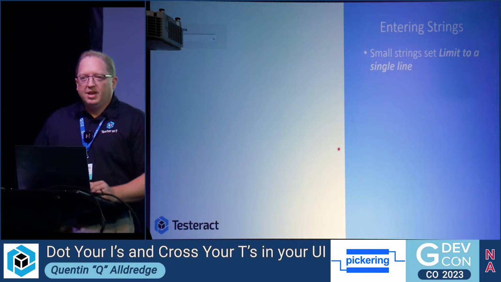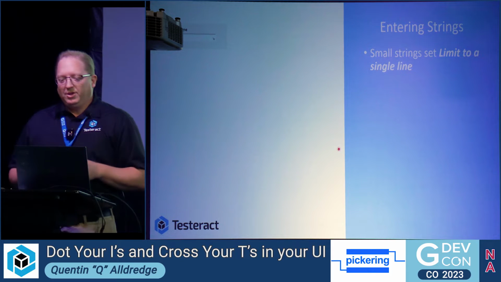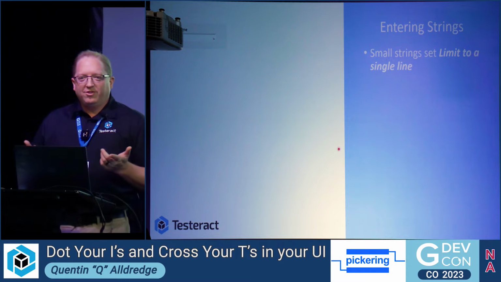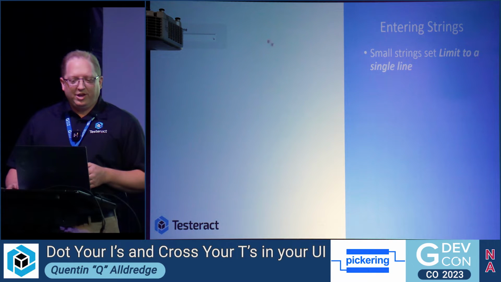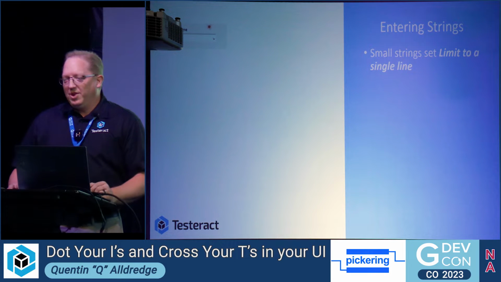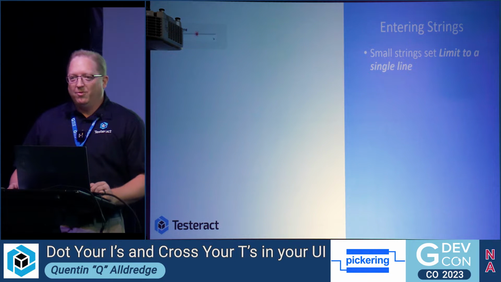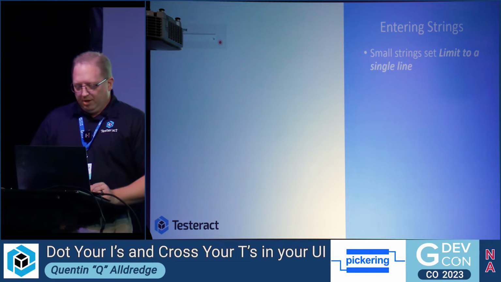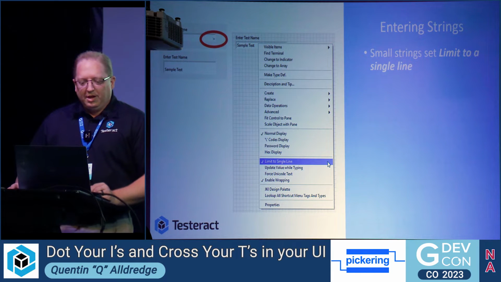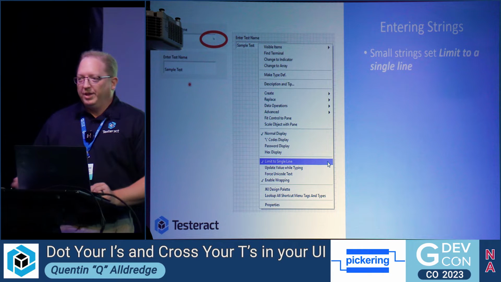Entering strings. If you have a small string, you want to limit to a single line. Can you tell what's entered in this string? No. You can tell that there is a carriage return because LabVIEW now has this nice visual indicator. Before they added that, you would just think the string was empty. You wouldn't know. But in fact, there is something in here.